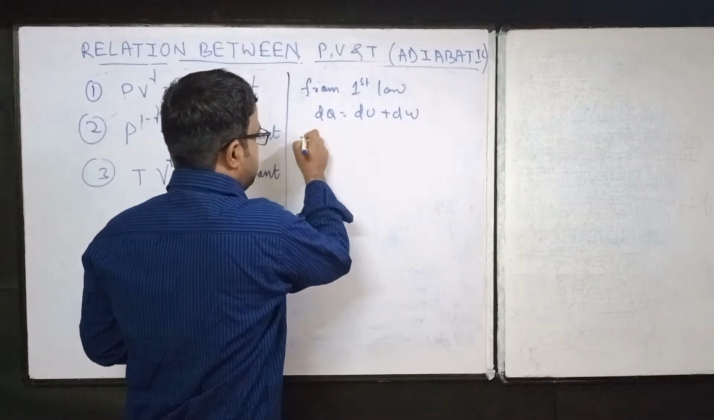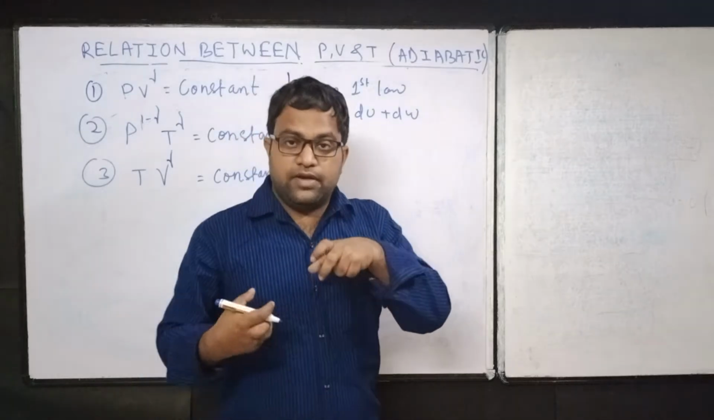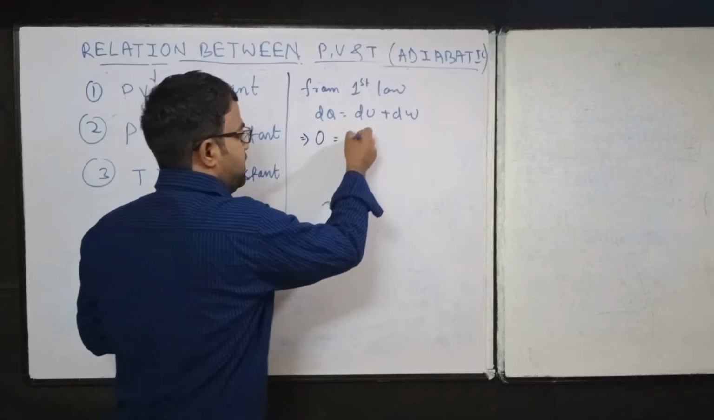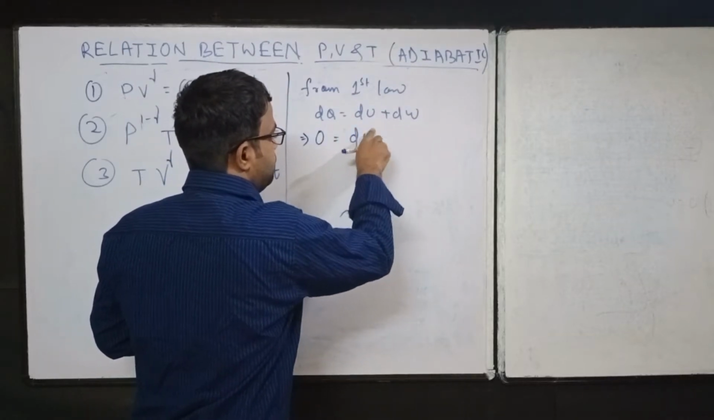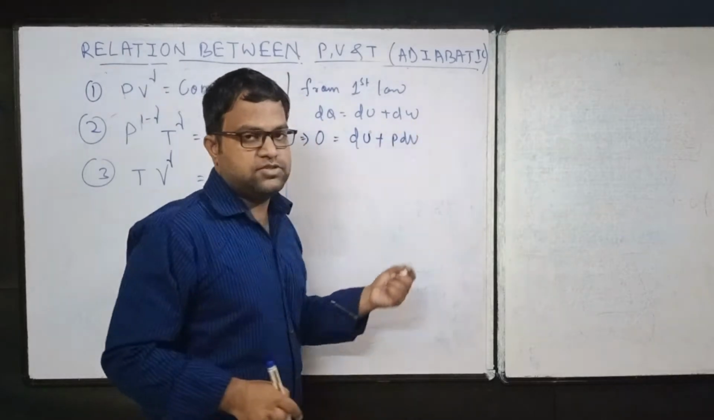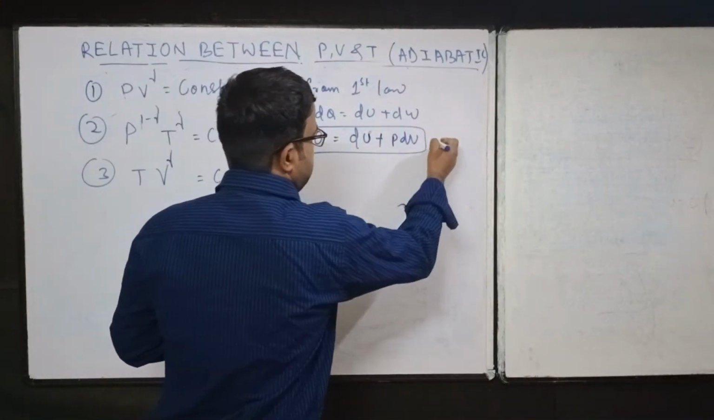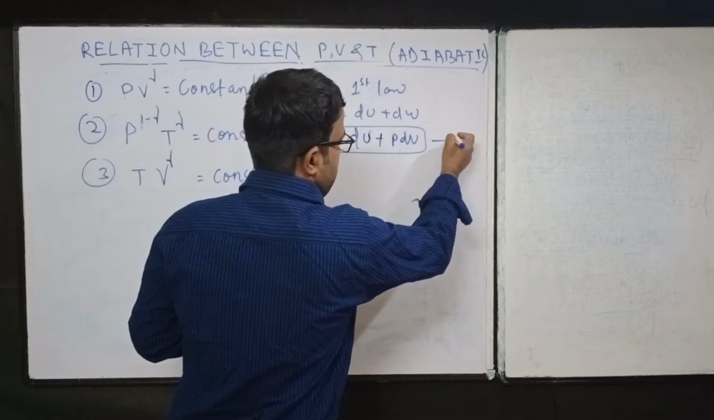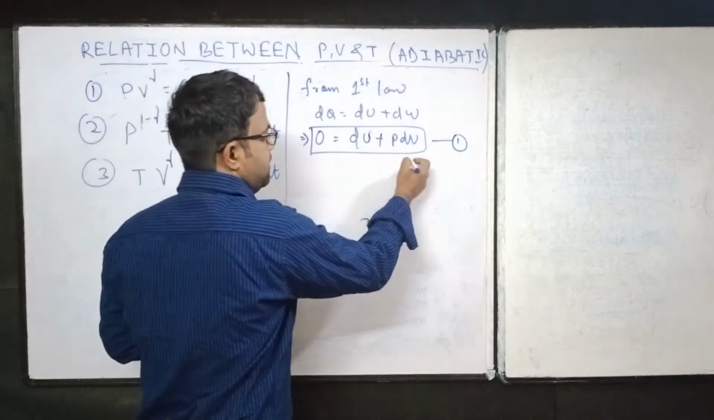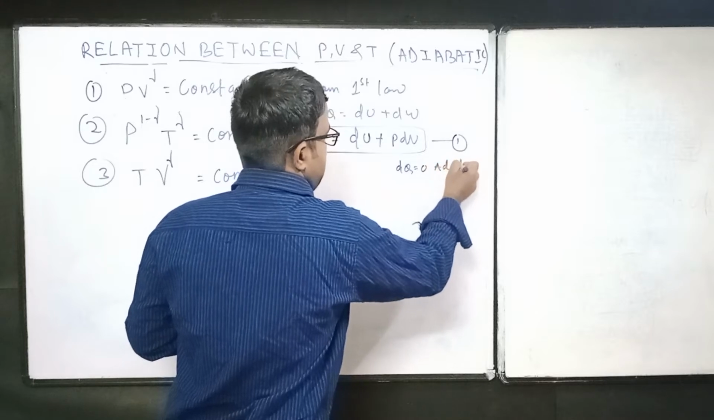Now dw we can write in terms of pdv, and for the adiabatic process we are not providing any external heat to the system, so dq will become 0 for the adiabatic case. It will become 0 equals du plus pdv, where dw we have written in terms of pdv. So this is our first law of thermodynamics for the adiabatic case, equation 1. We are writing dq equal to 0 as we are discussing the adiabatic case.